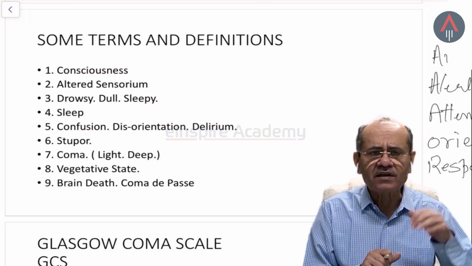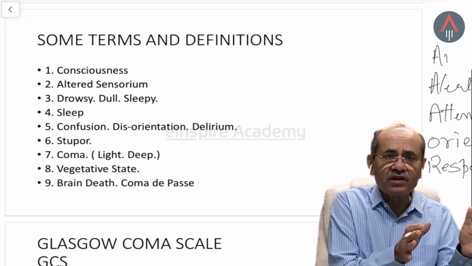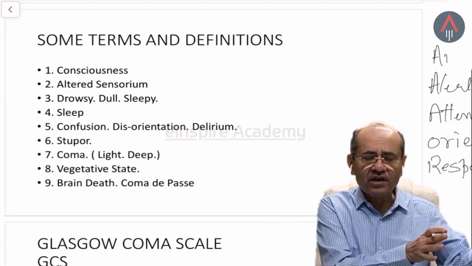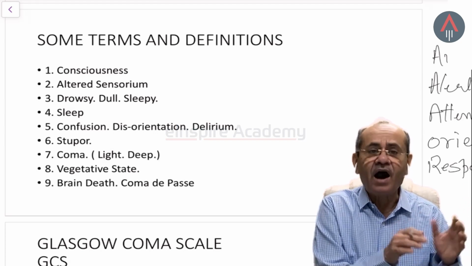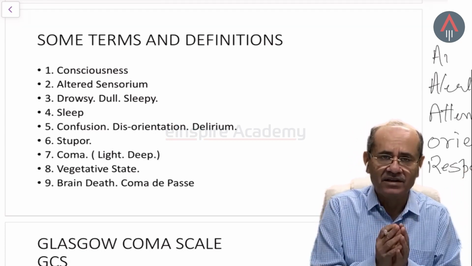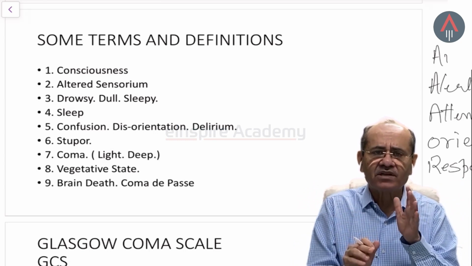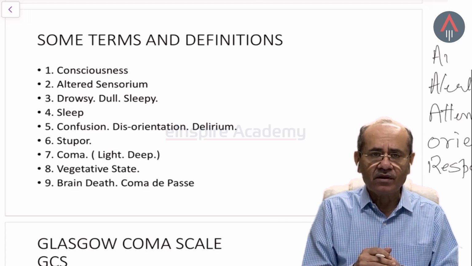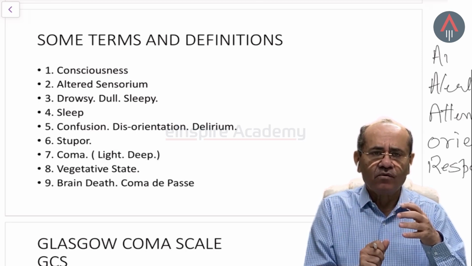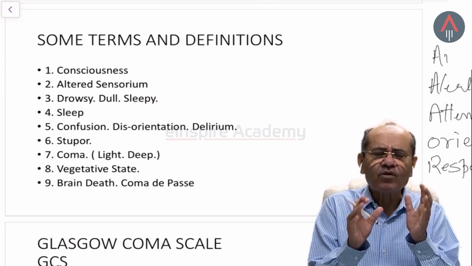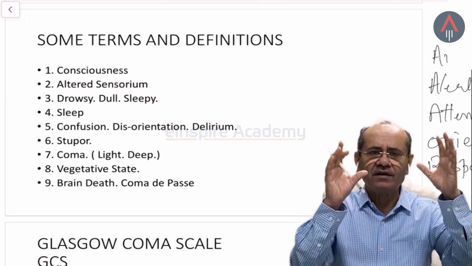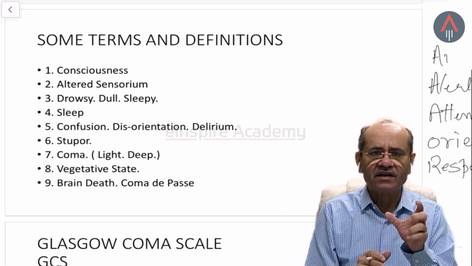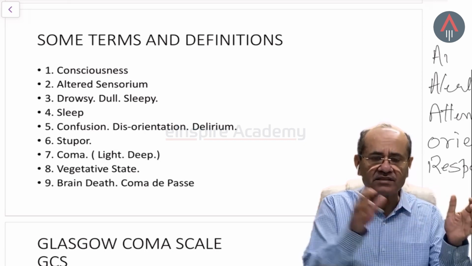Stupor. Stupor is a condition in between drowsiness and coma. In coma, a person is not arousable. In drowsiness, the person is arousable, or he can be made alert for a while at least. Stupor is in between, in which a person appears to be comatose. His eyes are closed, he is not responding, but by vigorous stimulation you can wake him up, and only for a few moments. Eyes open, he may obey one or two commands, and he goes back to his slumber again. So that is the condition of stupor, in between drowsiness and coma.